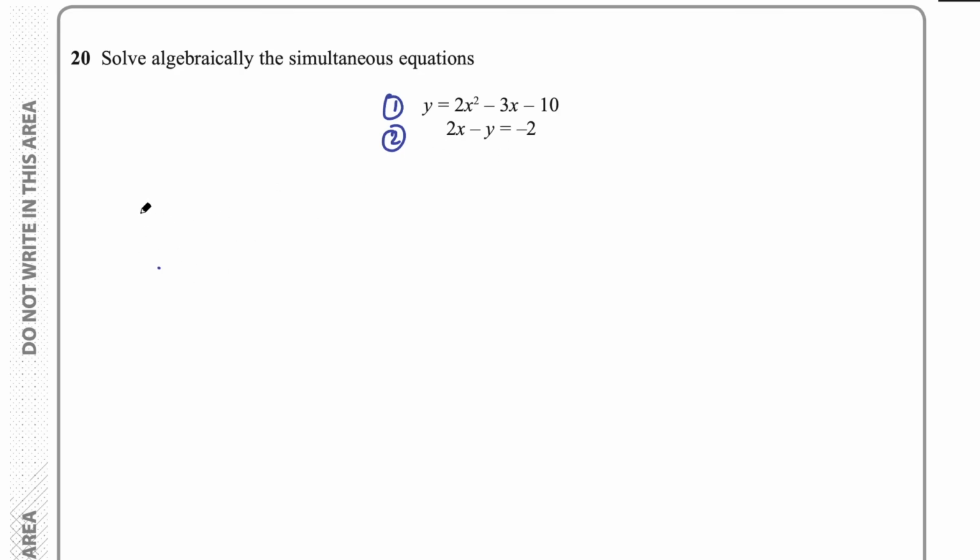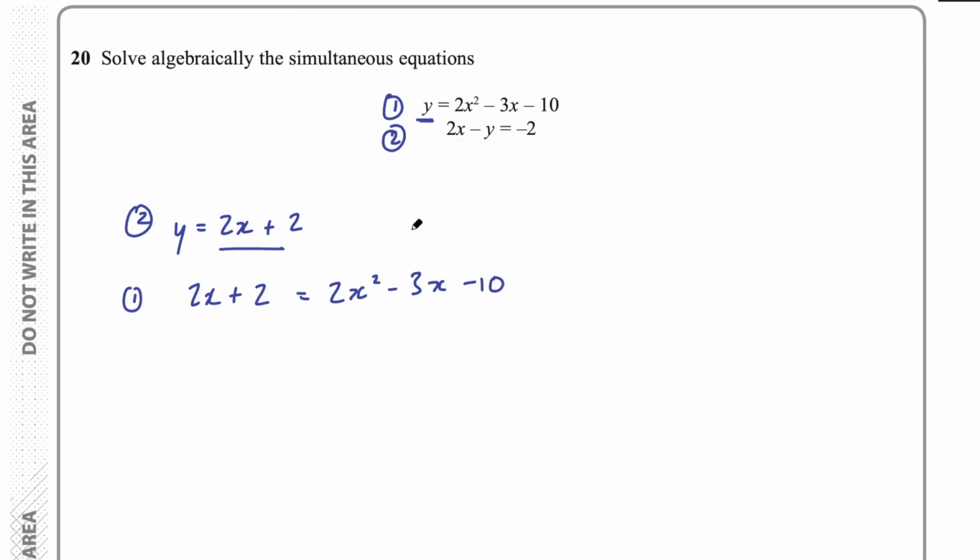Okay, so equation 2 I could rearrange so that if I added y and then added 2 to the left hand side, this would be y equals 2x plus 2. And then substitute that into equation 1. Then we can write that as 2x plus 2 equals 2x squared take 3x take 10. So I hope you can see I've just taken this part here and substituted it in for the y there.